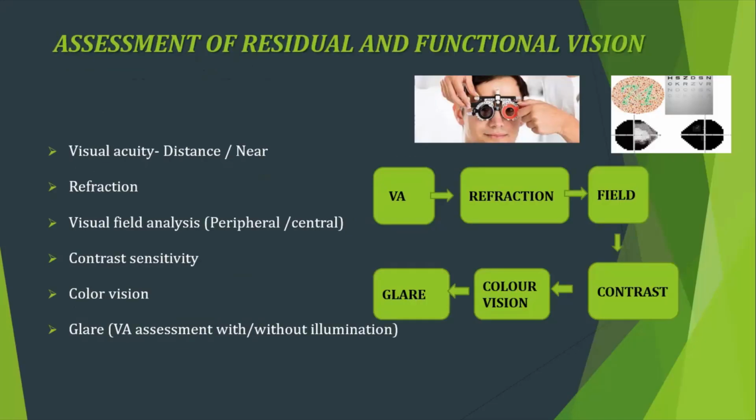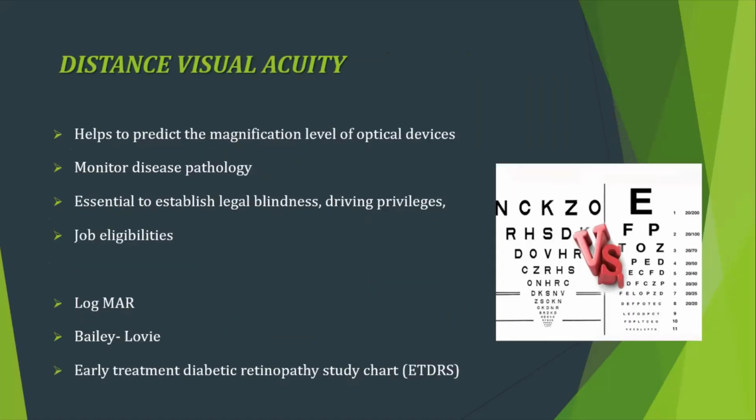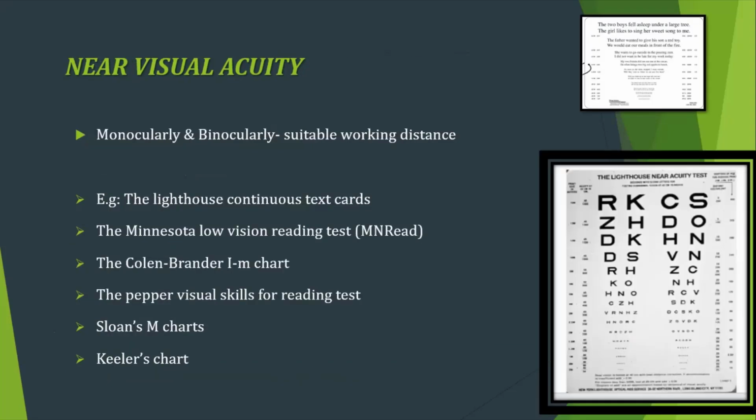So in assessment of residual and functional vision, what residual vision is there? Distance and near visual acuity. Functional vision is field, contrast, glare, and color vision status. Distance visual acuity helps us to predict the magnification level of optical devices required, it also helps us to monitor the disease pathology, and it also helps us to know whether the patient is legally blind, whether the patient can drive, or is eligible for certain jobs.